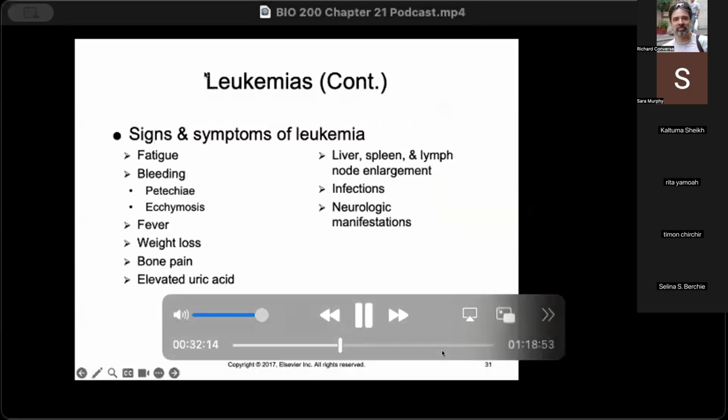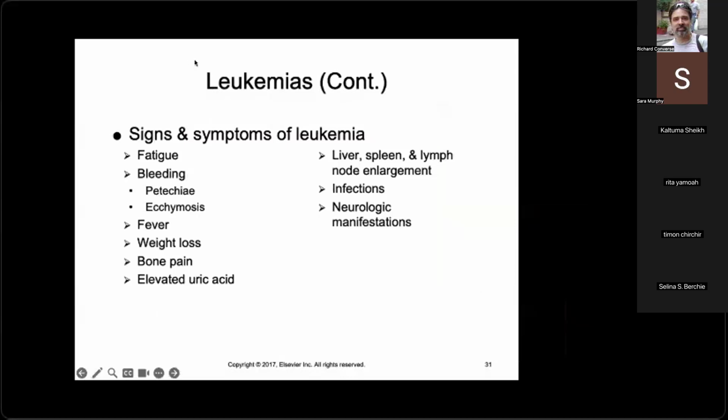So what we're talking about, white blood cell cancer, right? That's going to produce large numbers of hypofunctioning white blood cells, right? And that doesn't really do us any good because it essentially interferes with the ability of your functional white blood cells to do their job. Okay. Signs and symptoms: fatigue, bleeding, which include petechiae and ecchymosis.